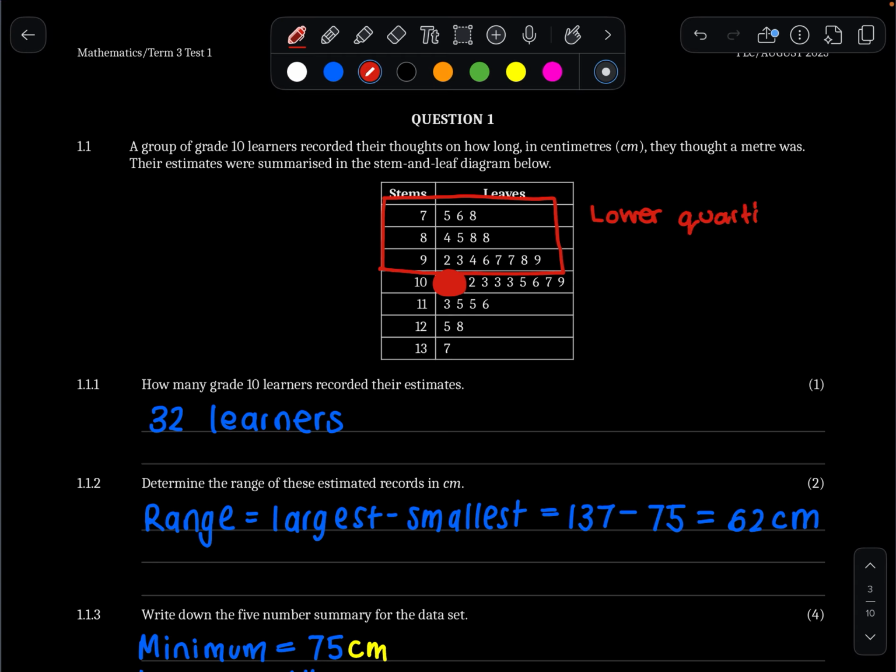Will be in there. And at the bottom here, if we find the middle number in there, that will be our upper quartile.